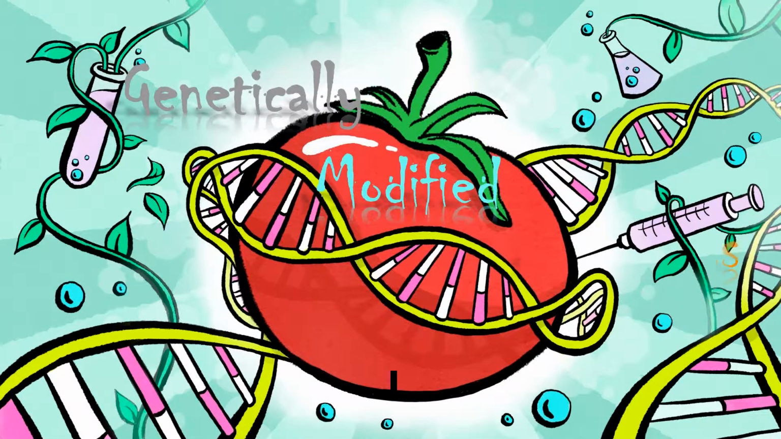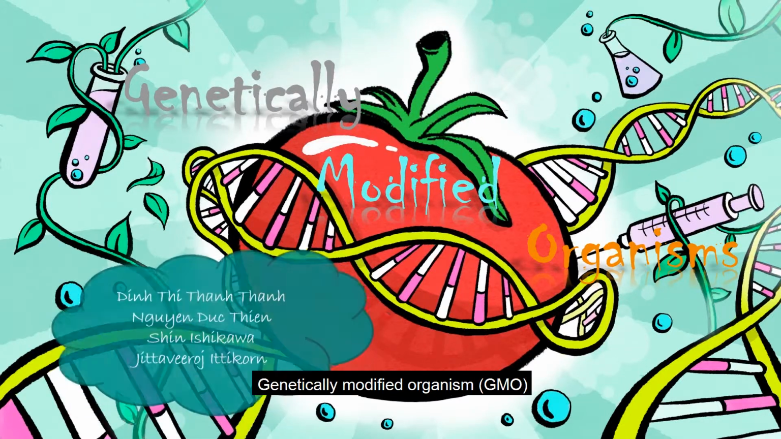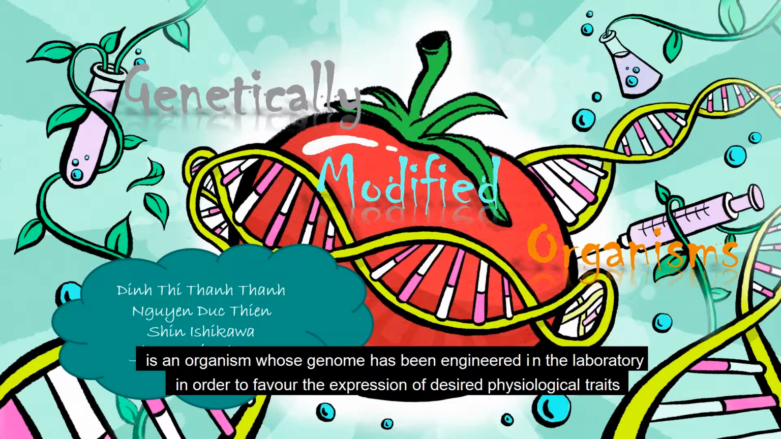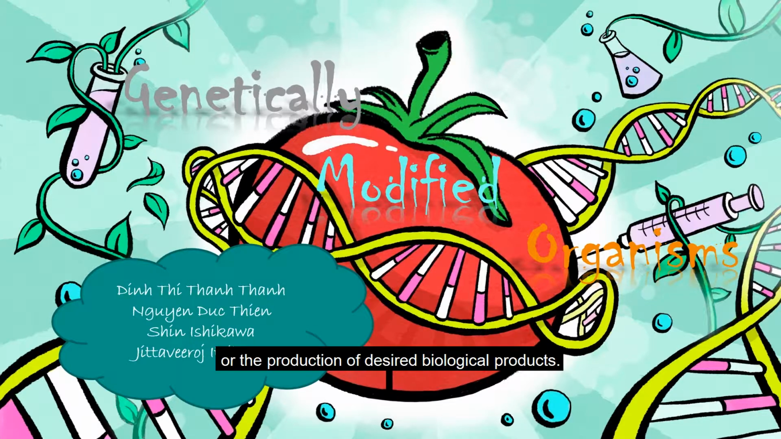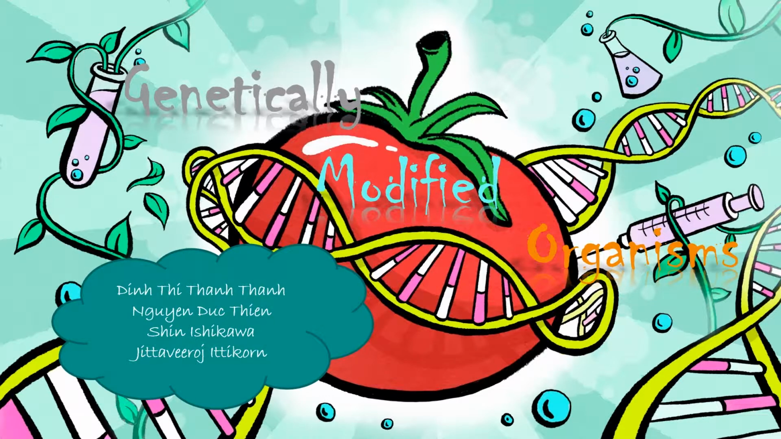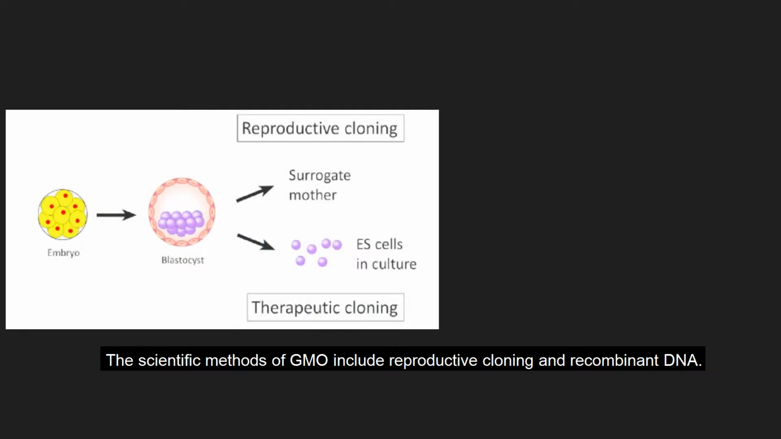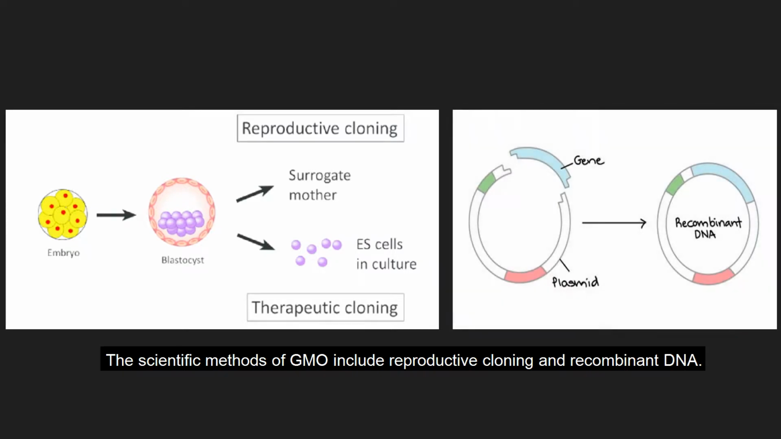A genetically modified organism, or GMO, is an organism whose genome has been engineered in a laboratory in order to favor the expression of desired physiological traits or the production of desired biological products. The scientific methods of GMO include reproductive cloning and recombinant DNA.